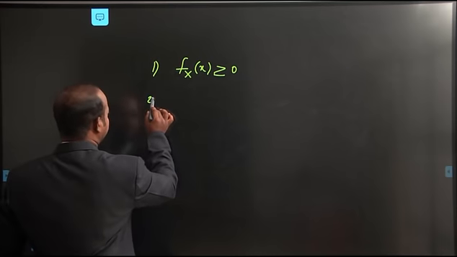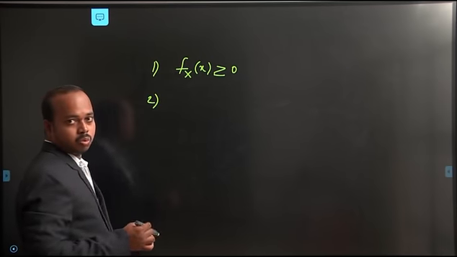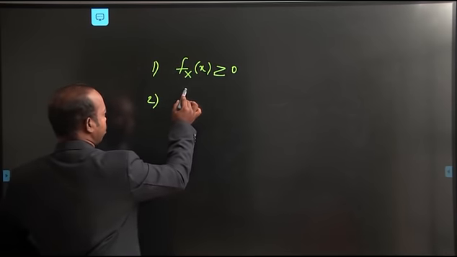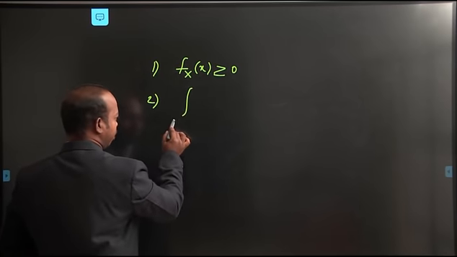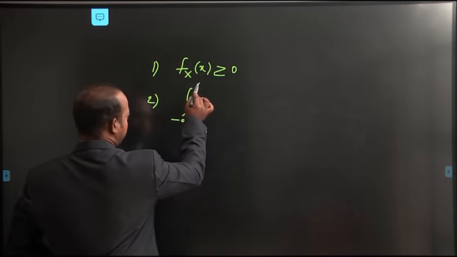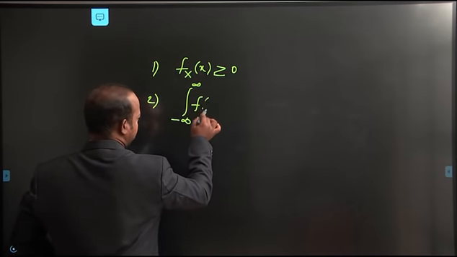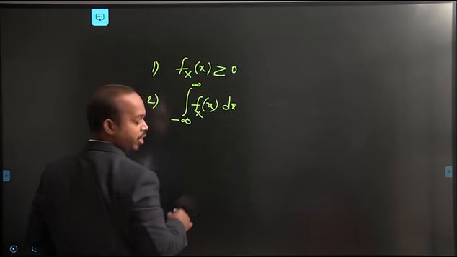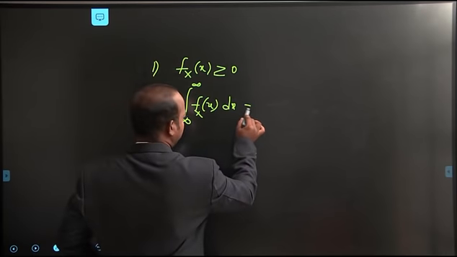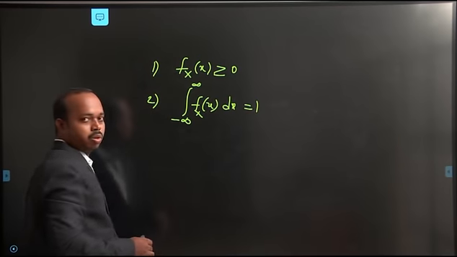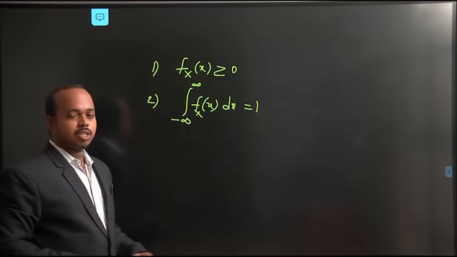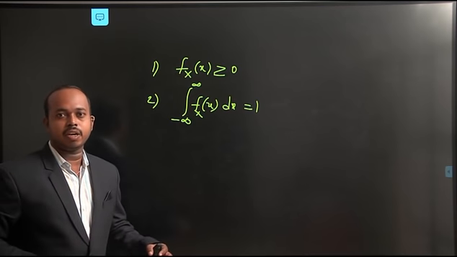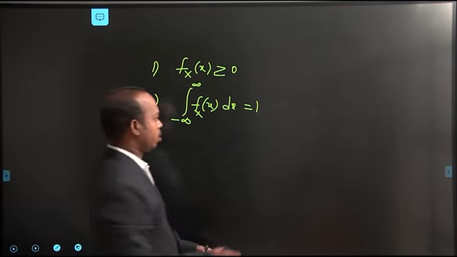Coming to the second property of the density function, we can take any interval. Here I am taking minus infinity to plus infinity. The integral of f_X(x) dx is equal to 1. This property says that I have to consider the density function in a certain area.